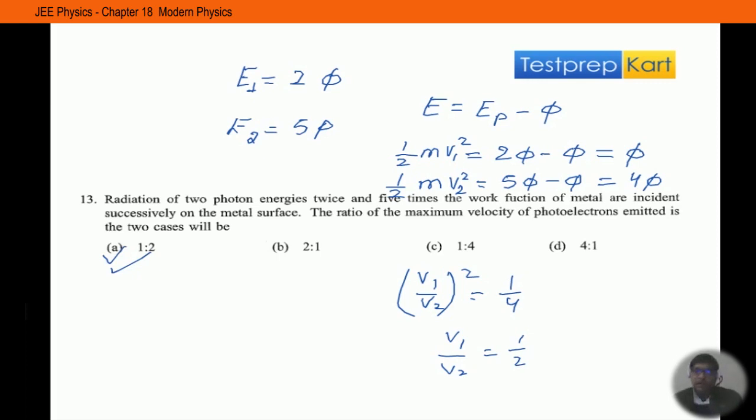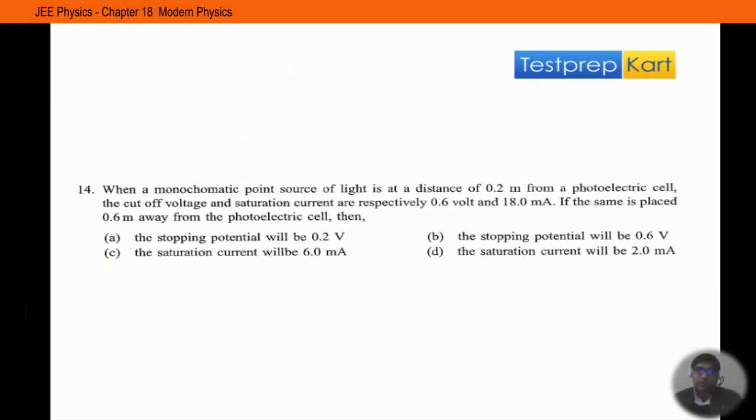Now let's move to the next question, question number 14. When a monochromatic point source of light is at a distance of 2 meters from the photoelectric cell, the cutoff voltage and the saturation current are respectively 0.6 volt and 0.18 milliampere. If the same source is placed at a distance 0.6 meter away, then what is the nature of the photoelectric cell?